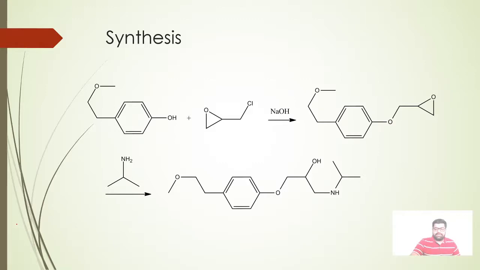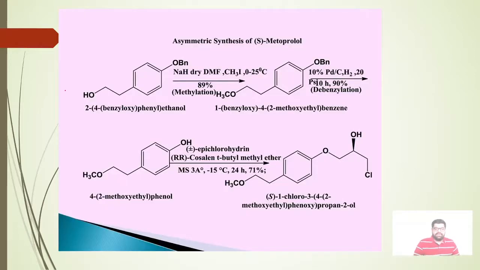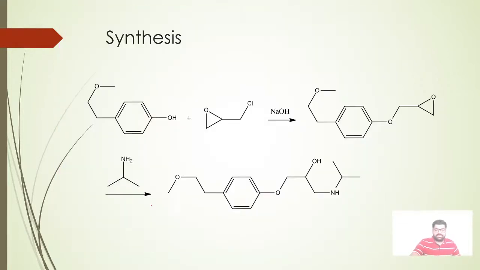I have a detailed synthesis for you guys. We will start with 2,4-benzyloxyphenylethanol. When we have this benzyloxy group, alkylation is very easy for this alcohol. Once we get the alkylation of this alcohol by NaH and methyl iodide, we will remove this OBn protection, and we get this 4-(2-methoxyethyl)phenol, which we discussed in our previous slide.